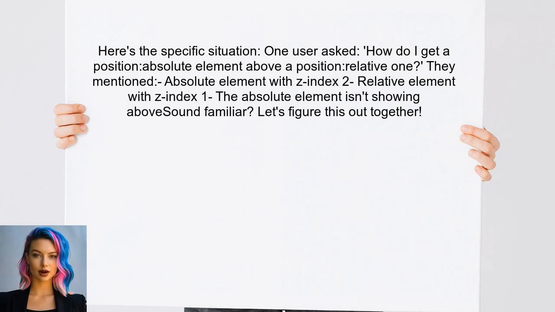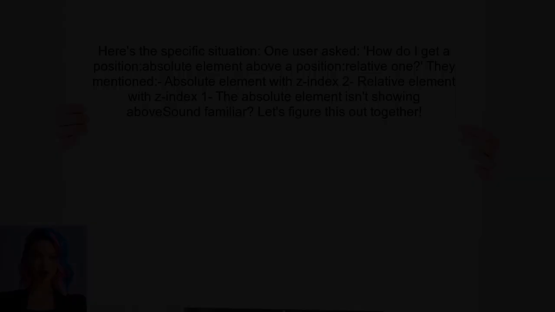Here's the specific situation we're looking at. One user asked, "How do I get a position absolute element above a position relative one?" They shared a fiddle where they have an absolutely positioned element with a z-index of 2 and a relatively positioned element with a z-index of 1. But the absolutely positioned element isn't showing above the relatively positioned one. Sound familiar? Let's figure this out together.